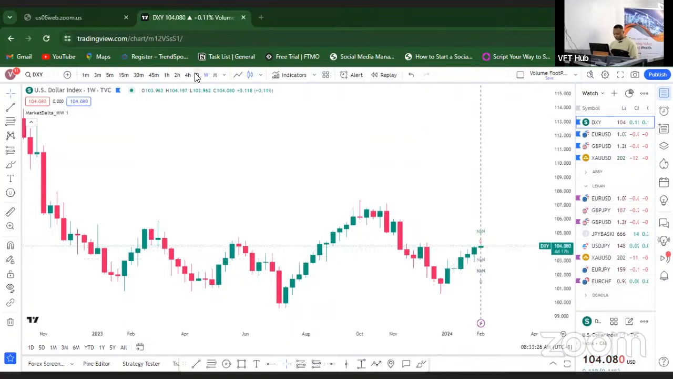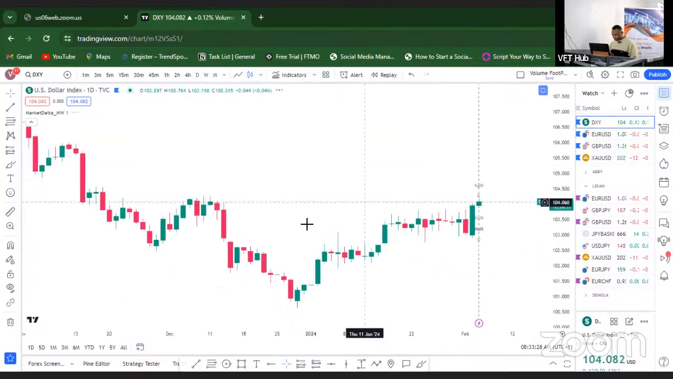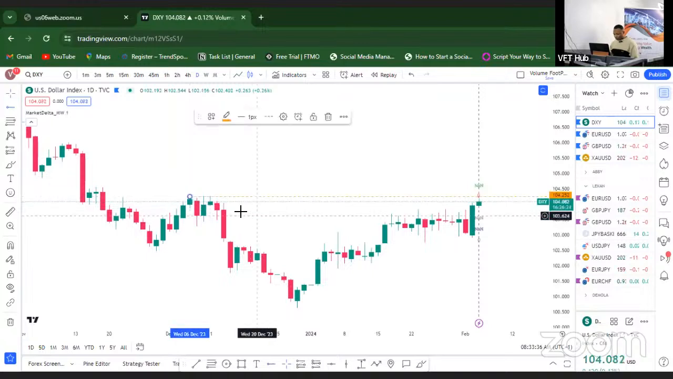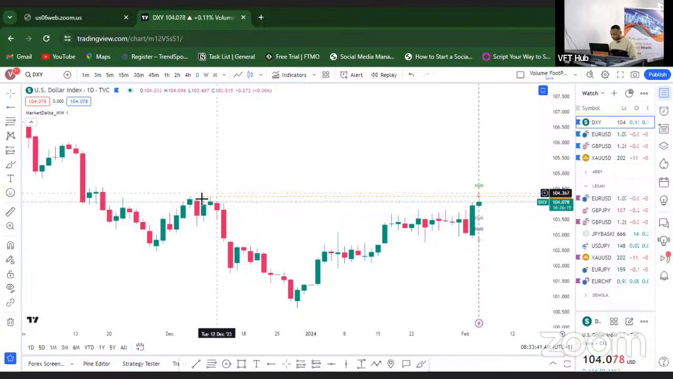So we're going to look at the daily time frame to confirm that. On the daily time frame, this right here, where I'm dropping a horizontal line, is the last most obvious bearish swing to the downside. So this high right here is the last obvious bearish swing to the downside. We want to see the dollar index break that high and then continue trading further upwards.